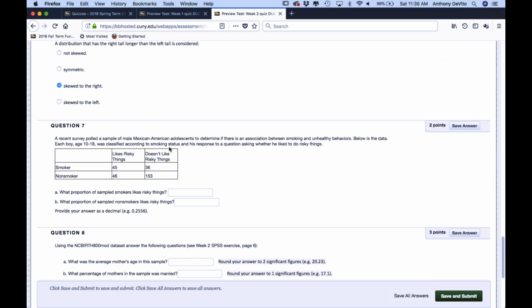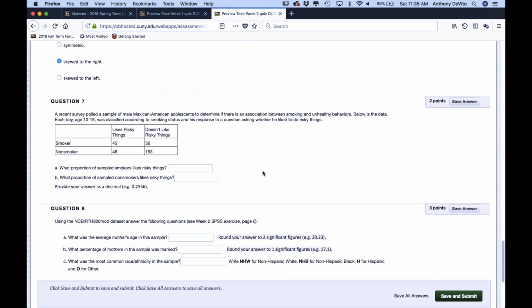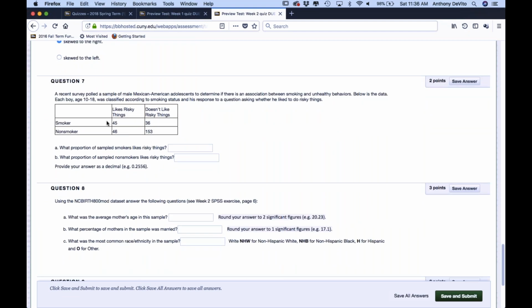A recent survey polled a sample of male Mexican American adolescents and determined an association between smoking and unhealthy behaviors. Okay, and here it is in a crosstabs table, a 2x2 crosstabs table. And let's see, we have the exposure, smokers and non-smokers, and we want to see if smokers among this population are more or less likely to do risky things.